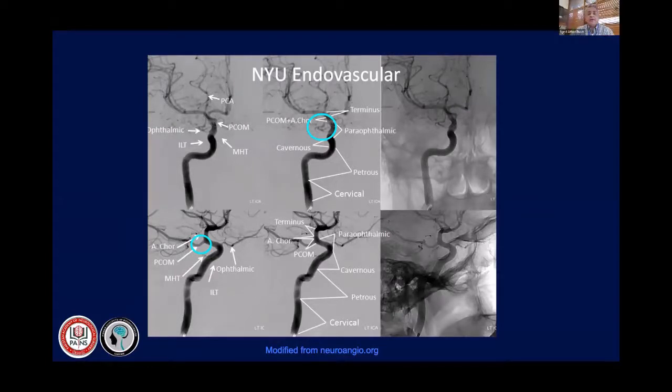I have a picture of that intracranial and PCOM one. If you have a picture, I have the picture also.